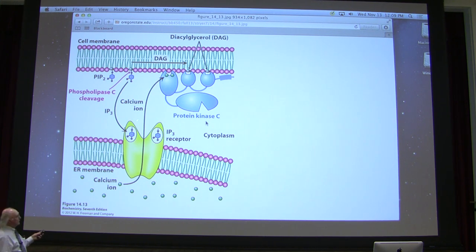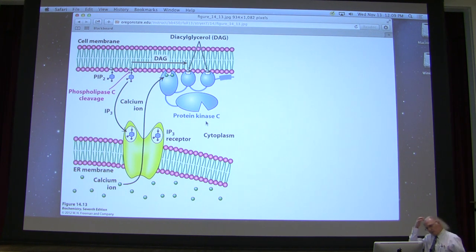Now there's more to it than just the contraction of the muscles, because protein kinase C is phosphorylating some things. It's also going to affect other processes inside of the cell. Pretty cool. Questions about that?